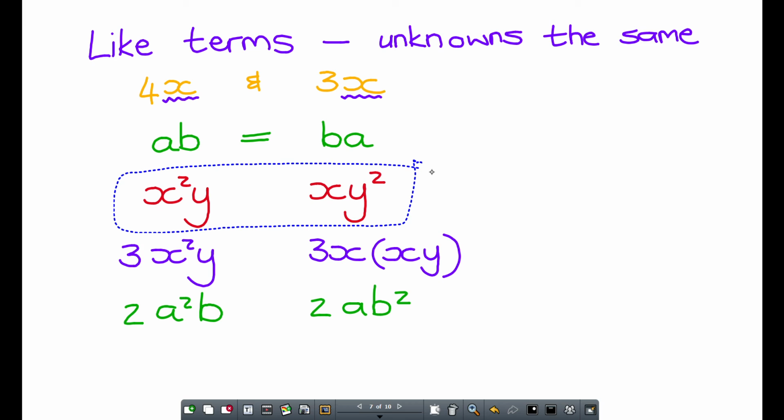Who wants to explain? Who wants to say whether they are like terms or not? Maybe they are not, because it's x to the power of 2 times y, and the other is x times y to the power of 2.